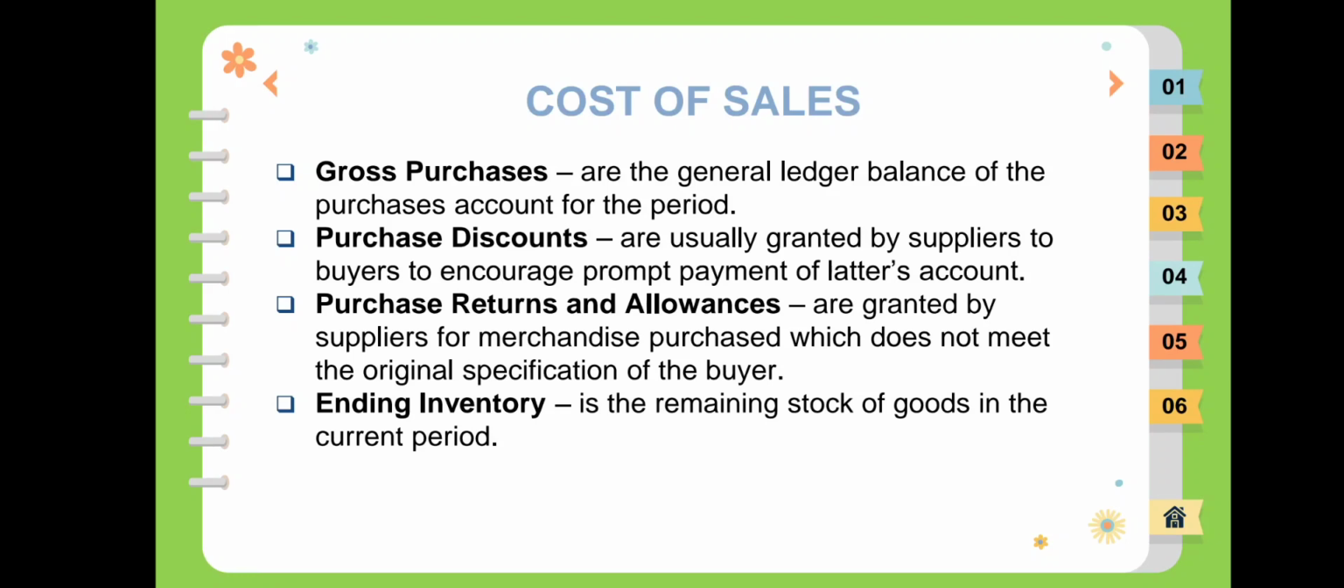We also have purchase returns and allowances. I-deduct mo rin siya sa purchases or gross purchases. Kasi pag sinabing purchase returns and allowances, ito yung mga produkto, ito yung mga inventories na na-receive ni business pero isinauli niya dun sa supplier niya kasi merong sira, defective. So, isinauli niya, which granted by the suppliers. Siyempre, pumayag yung suppliers or inaccept niya yung isinauling produkto ng business.